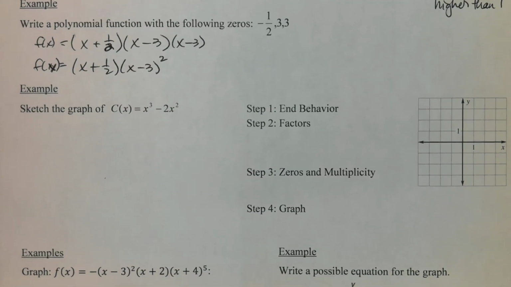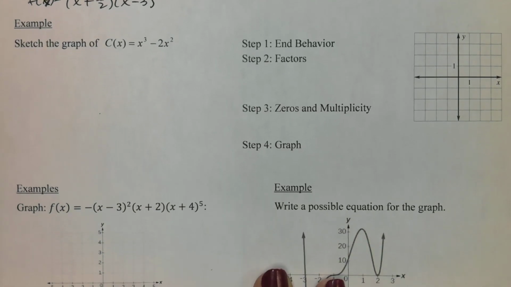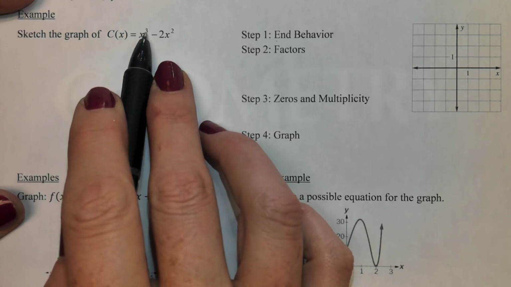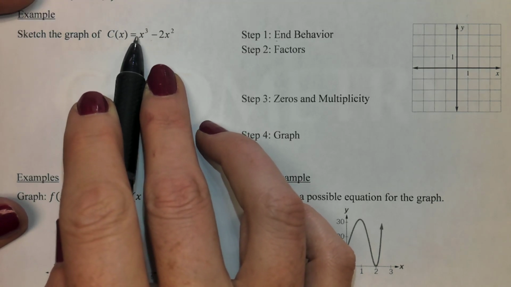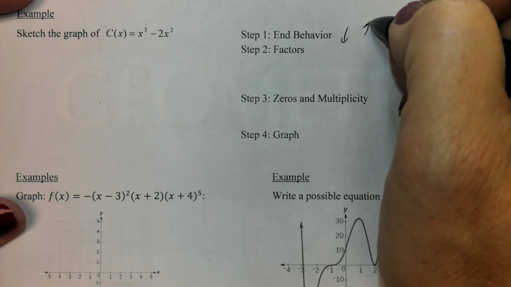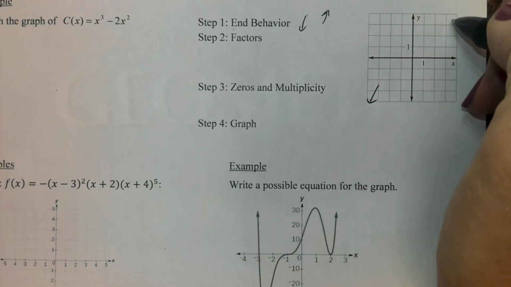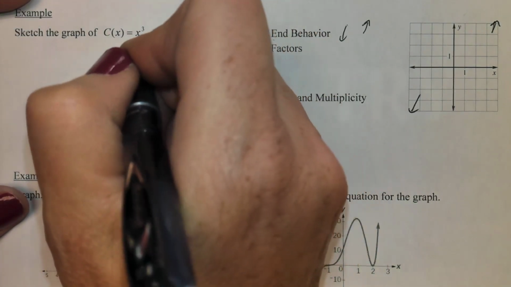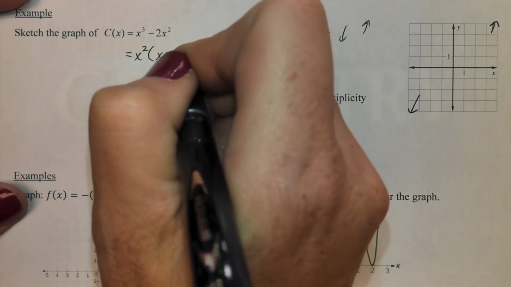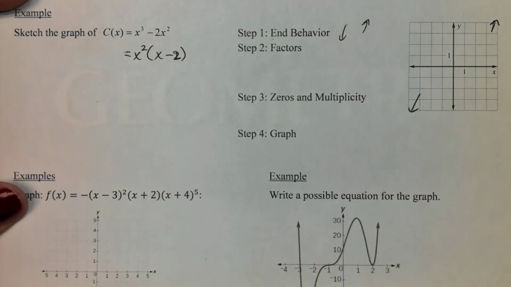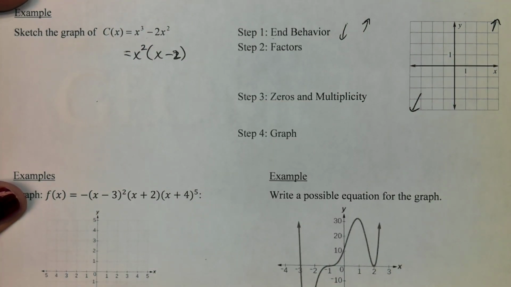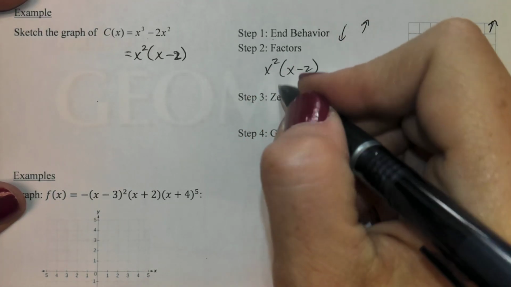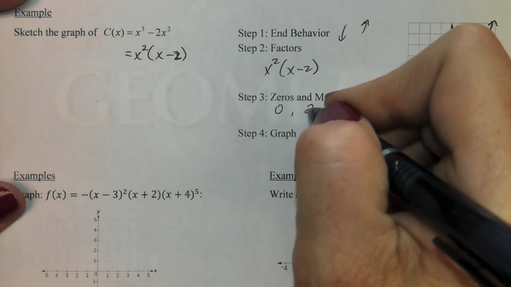Okay. And then the next one we've got, we're going to sketch the graph of this function. So first step is end behavior. We're going to look at the highest power. It's a cubed. We're going to decide that it is positive. So this is a down-up behavior. So I'm going to throw a down and an up on my graph. Factors are next. Can't factor a cubed, but I could take out what they have in common, which is an x squared. Oops, that's a 2. And it would leave me with an x minus 2. Now those are my factors. So my zeros then are 0 and positive 2.